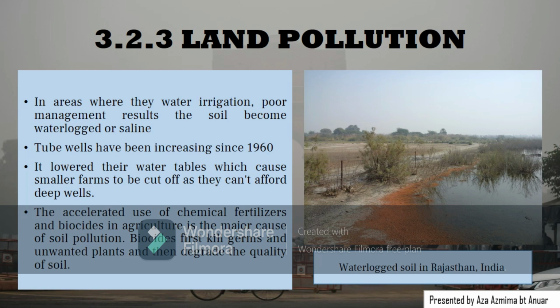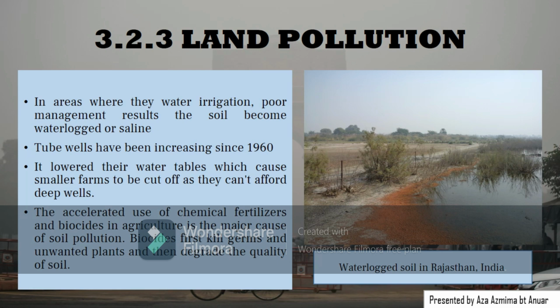Third is land pollution. In areas with water irrigation, poor management results in the soil becoming waterlogged or saline. Tube wells have increased since the 1960s. They lower the water table, which causes smaller farms to be cut off as they can't afford deep wells.